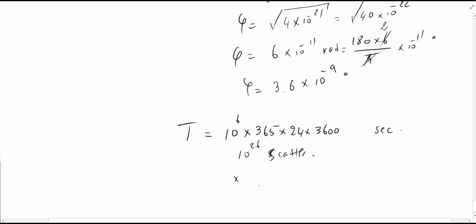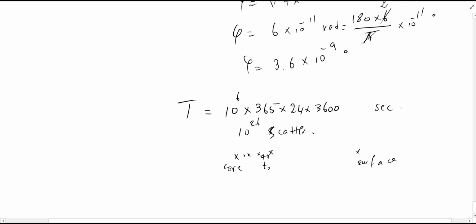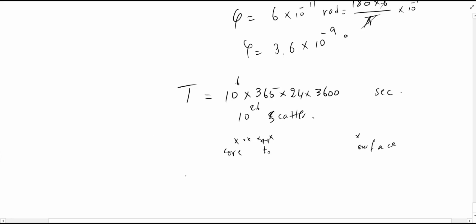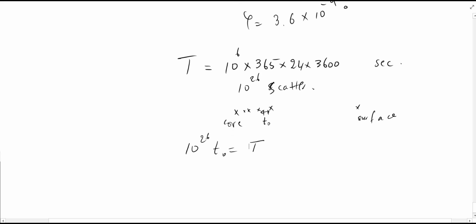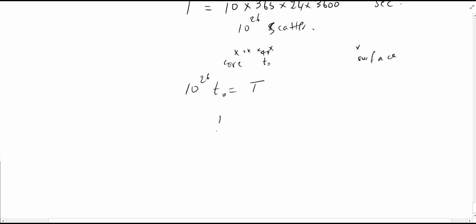So here is the distance from the core. Here is the distance to the surface of the sun, and there are 10 to the power 26 of these collisions. The time between one collision and the next is t naught. If I add up all of these, I will find my big T. So 10 to the power 26 times t naught is equal to that T. From here I can find the time between the scatterings, where the photon is actually traveling unimpeded, and that is T over 10 to the power 26. Again, you just plug in the value of T from there.